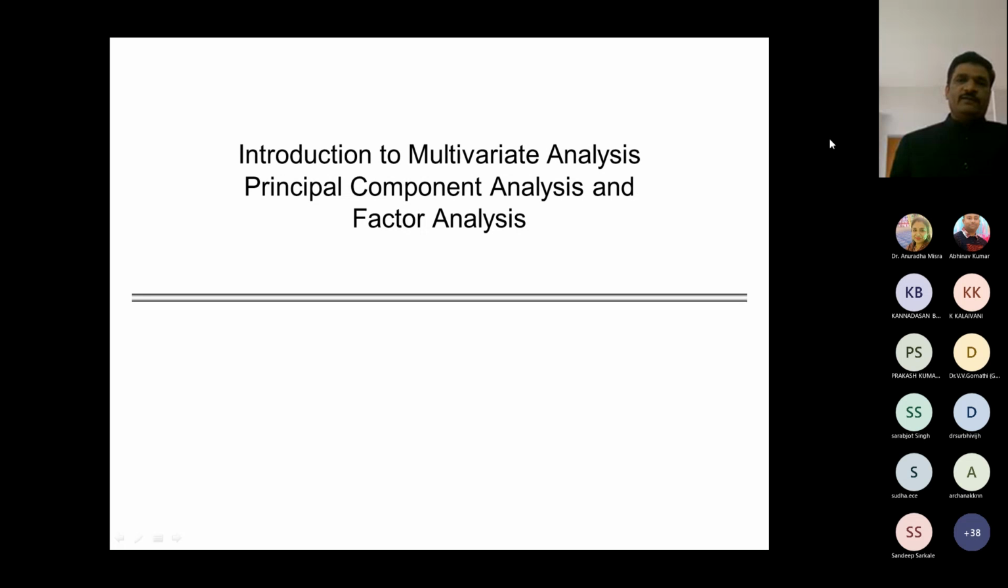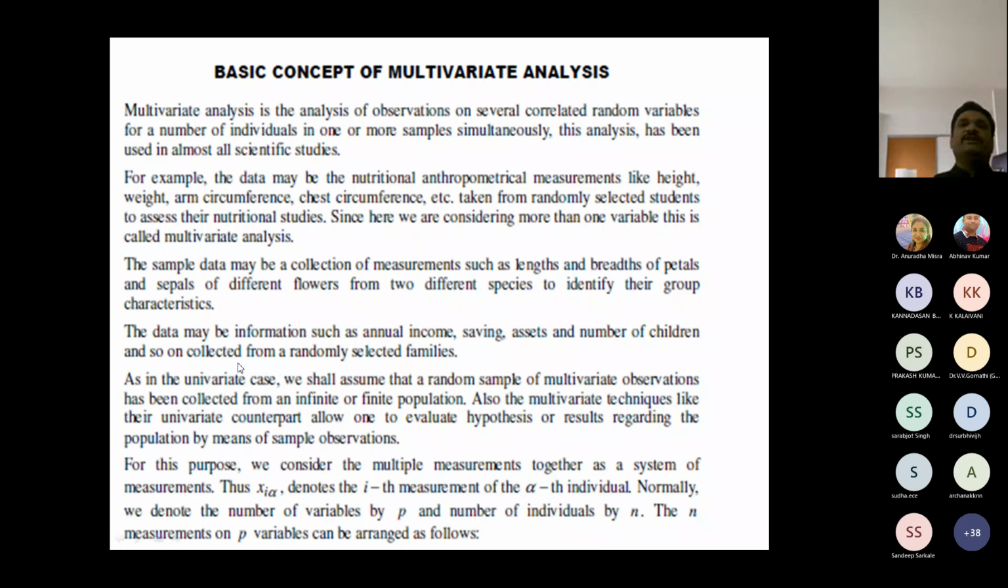So we have studied the normal distribution for one variable, then the bivariate normal distribution, and then the generalization or extension of that is the multivariate normal distribution, and that we study in multivariate analysis. So, the basic concept of multivariate analysis.